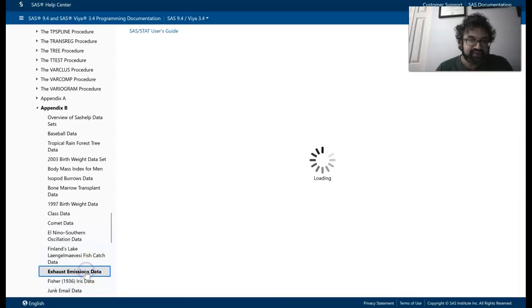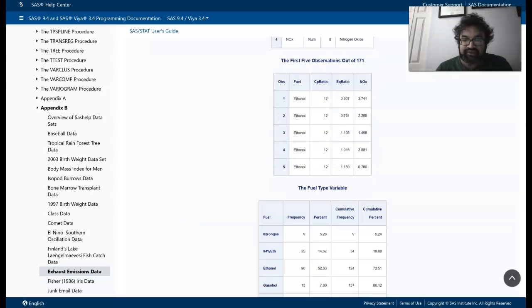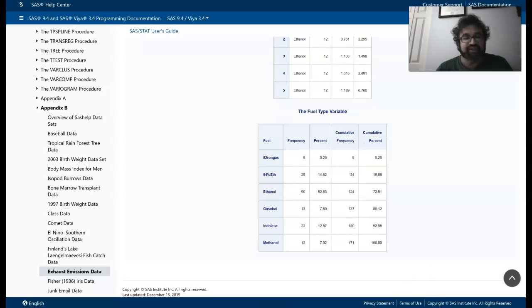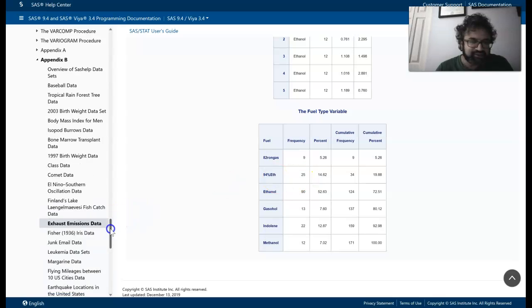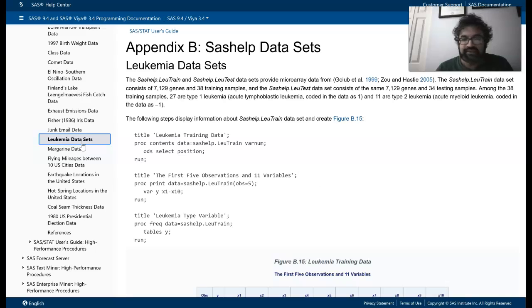Also, again, I'm interested in environmental health, so emissions data, exhaust emissions data might be of use, except there's not too much information about health per se, so this might be good for just looking superficially at some things. And then leukemia data sets.